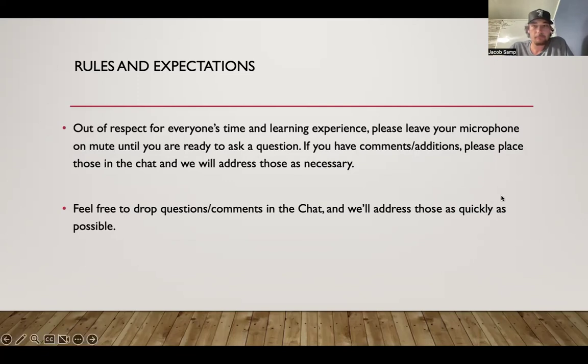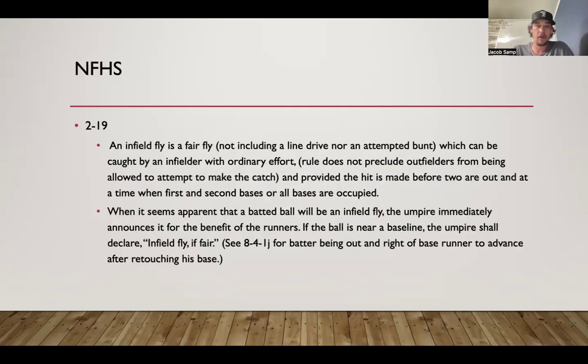Today's discussion topic, whatever you want to call it, will include some more interactive opportunities where we can discuss a couple plays, because there's some parts of the infield fly rule which have some judgment to them. So with that, let's talk about the infield fly rule as it applies to the National Federation of High School Rules.